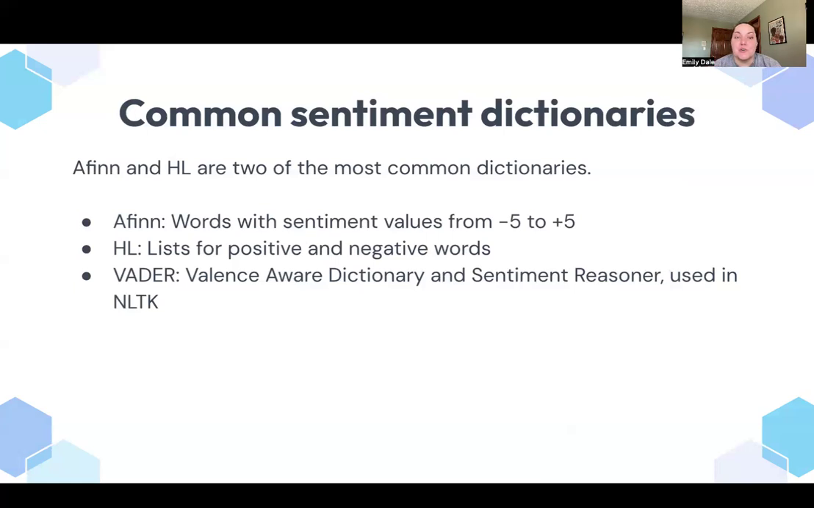But in general, these are types of algorithms. So what we're going to do is the things that we've already done. We get our data set, we prep it, we get it all ready, and we're going to run it through these sentiment dictionaries, these algorithms. And the output is that we're going to see either a score, so negative is negative, positive is positive, 0 is neutral, or it's actually going to tell us positive or negative.